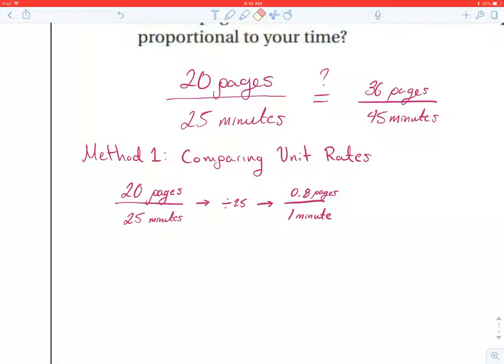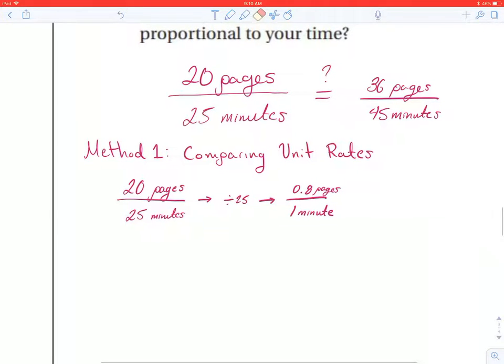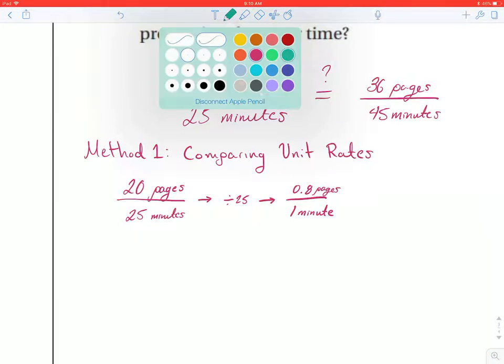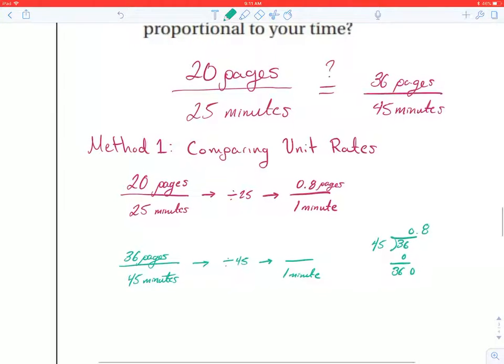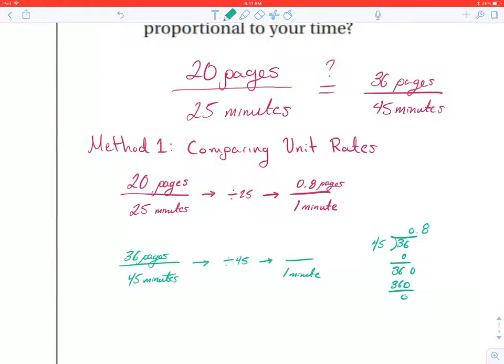And so now I just found the unit rate of my first ratio, or my first rate. And now I'm going to find the unit rate of the second scenario that's provided, which is 36 pages in 45 minutes. And because the denominator currently is a 45 and I want to turn it into a 1, I'm going to divide both the top and the bottom by 45, which is going to give me the 1 minute denominator of my unit rate. And then 36 divided by 45 goes in 0 times, remainder of 36, add a decimal, add a 0, and that goes in about 8 times, exactly actually.